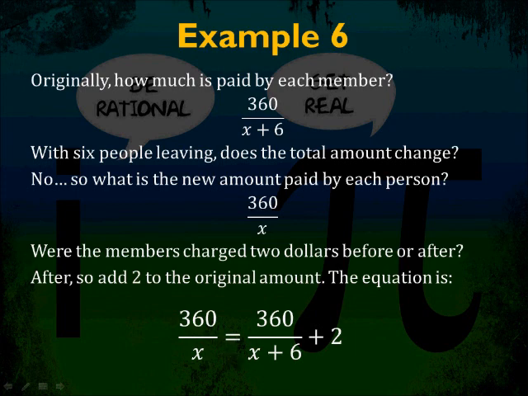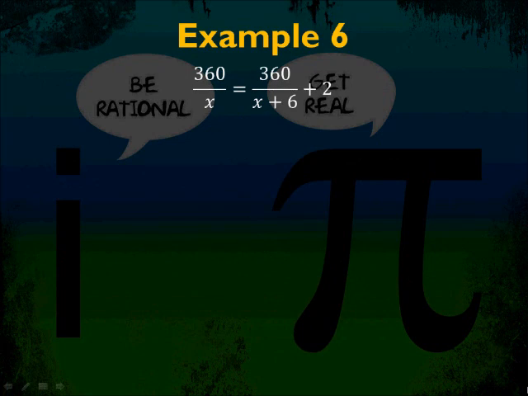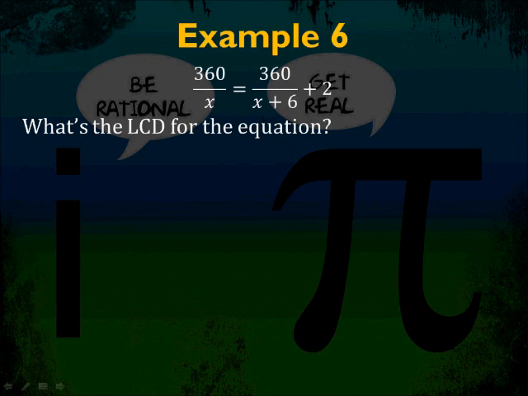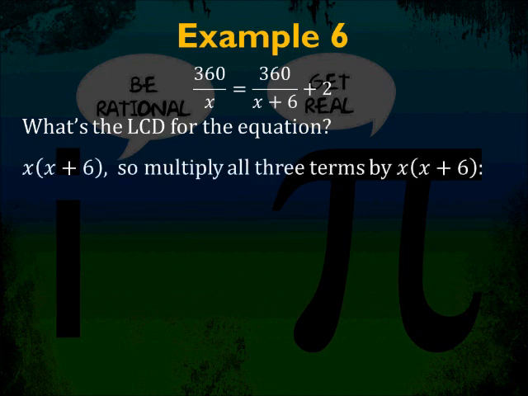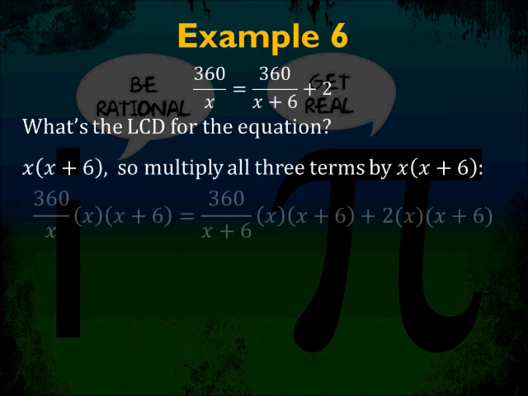Now we have a problem. We can just solve it just like we did before. And again, you're going to be looking for the least common multiple. What's the least common denominator for this equation? Well, you have an x and an x plus 6. Based on what you did back in the previous section, you know you have to multiply both sides and every term by x and x plus 6. So let's go ahead and do that.